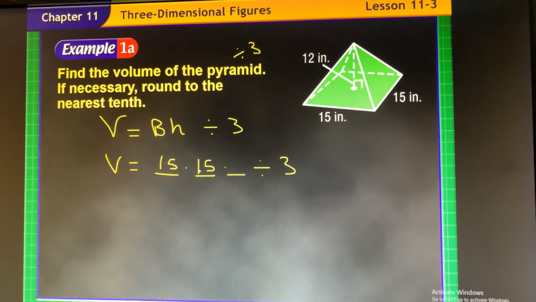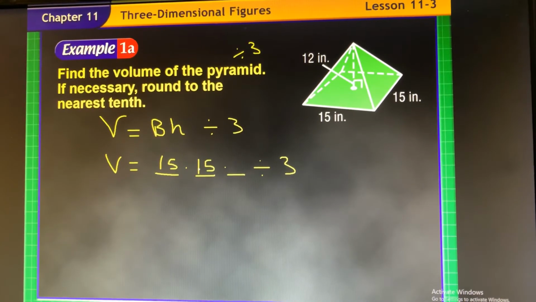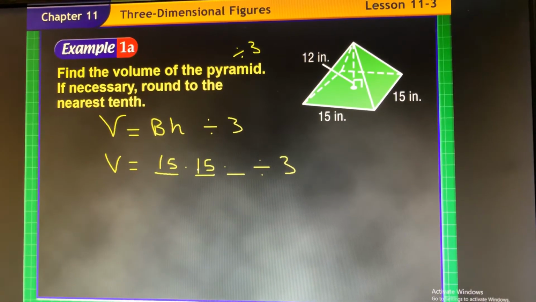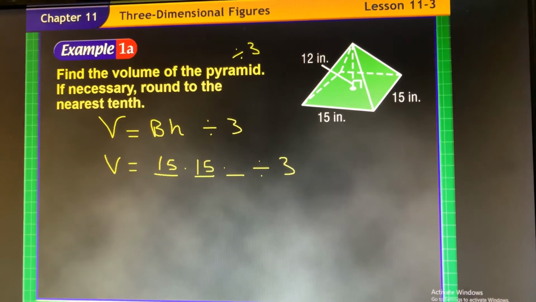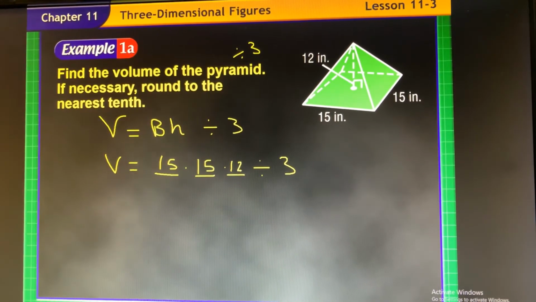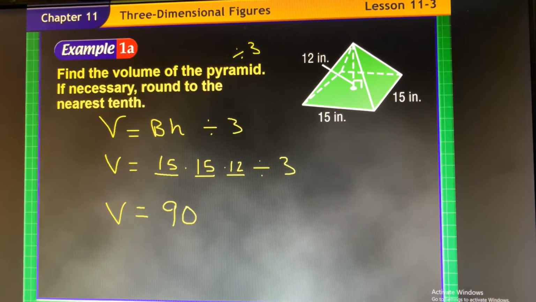Because this is a pyramid, the height of the figure is inside the shape. Because remember, it's got to go up and down. So it's got to go from the point on the top all the way through the center to create this 90-degree angle right here. So this is the height of the whole figure, and it's 12 inches. So you're going to do 15 times 15 times 12 divided by 3, because again, a pyramid is 1/3 the size of a prism. So you get 900 inches cubed.